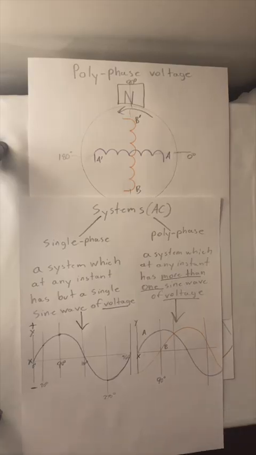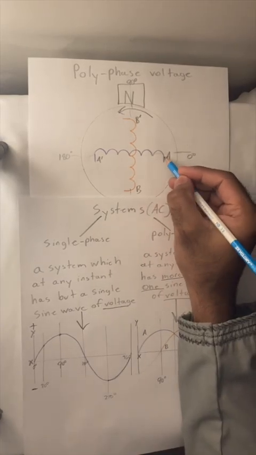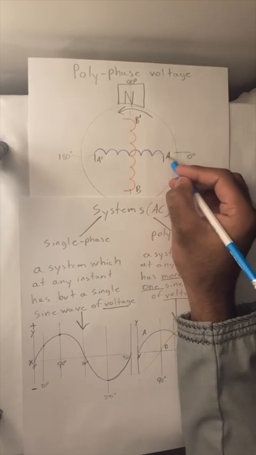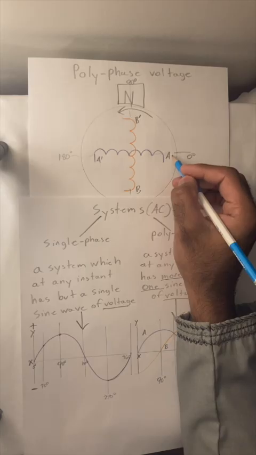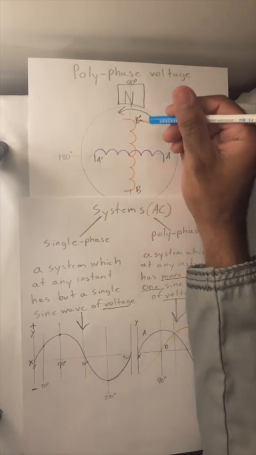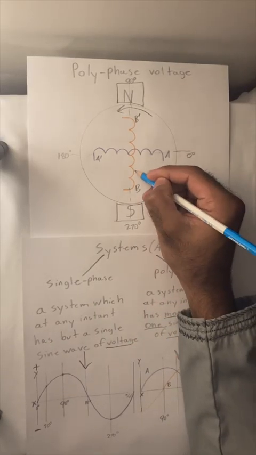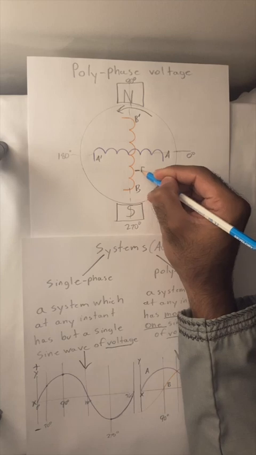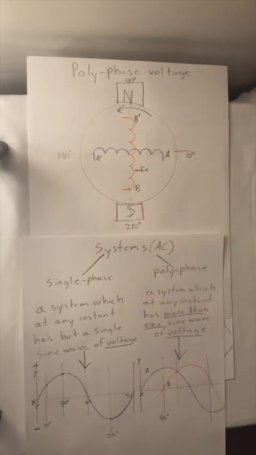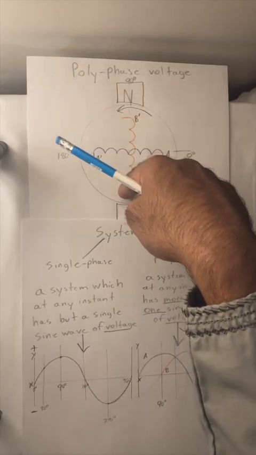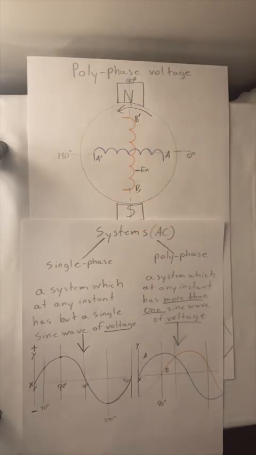So at this instance, A has 0 volts. The instantaneous voltage at A at 0 degrees is 0 volts. The instantaneous voltage at B at 270 degrees is going to be minus its maximum value, basically a negative sign. As we mentioned, A rotates around and around, becomes back to 0, and then we restart our cycle again.